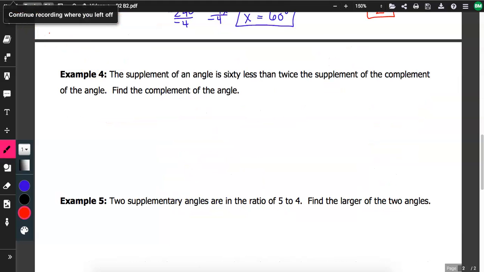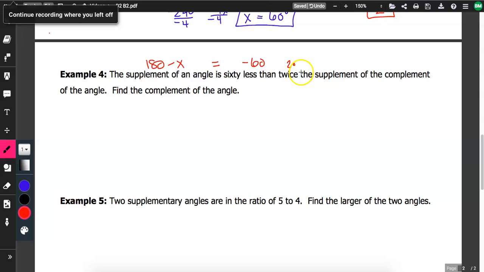All right, so we're looking at example 4 here. So example 4, it says the supplement of an angle. So let's just start by writing 180 minus x is, so equals 60 less than, so we know that will come at the end, then twice the supplement of the complement. So there's a lot happening there, so I have 2 times something.